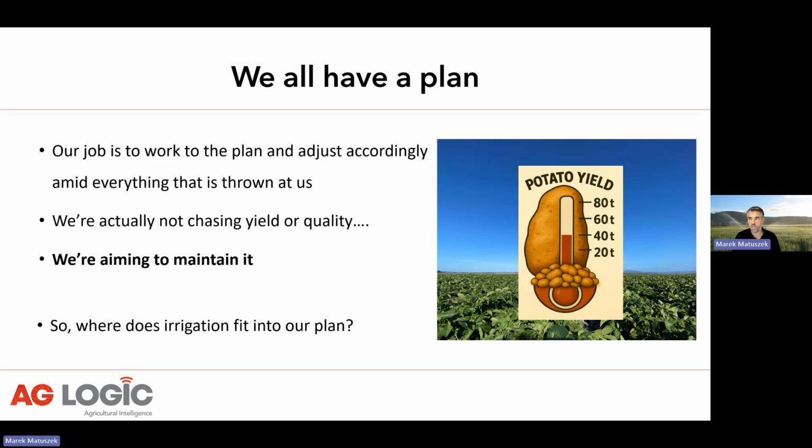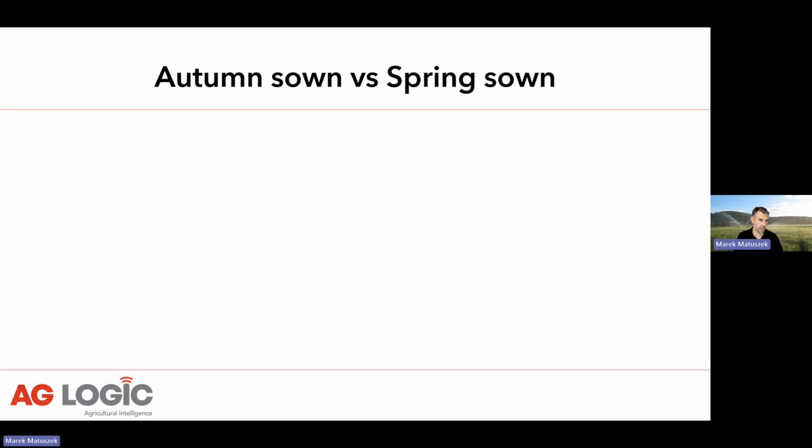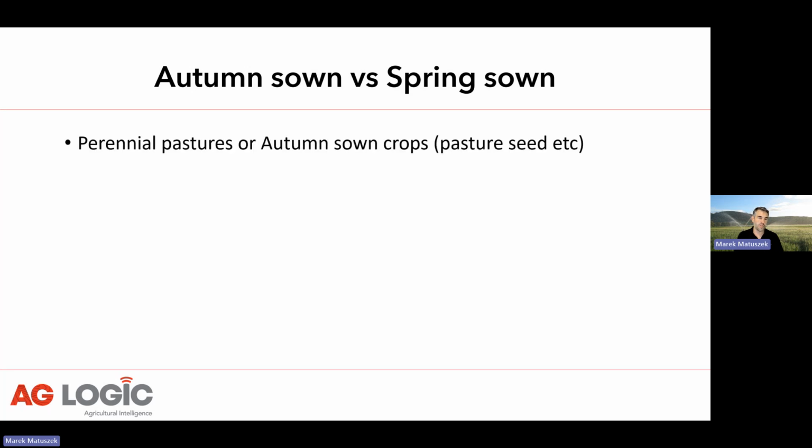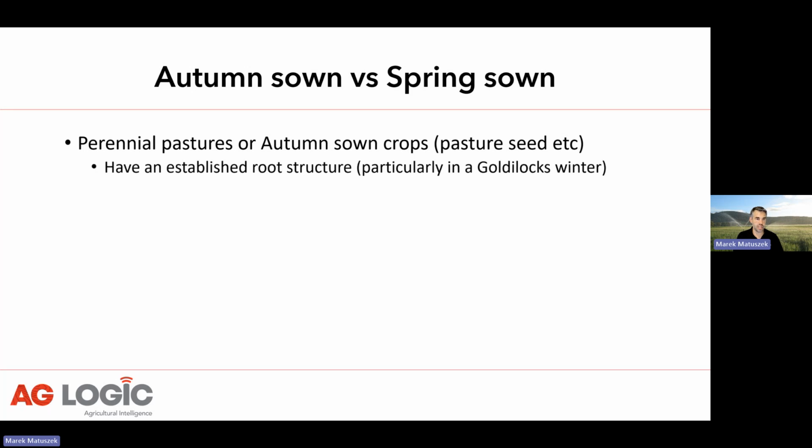So where does irrigation fit into our plan? Now, before I talk about it too much, I want to just split these into two different crops. And I spoke about it last webinar, but I just want to touch on it again quickly. I'm going to split things into autumn sown and spring sown, because they're two really big distinctions in terms of the impact that rain has, but also in terms of crop physiology, but also how useful that rainfall is. So in terms of perennial pastures or also in crop, your pasture seeds, things like that, that sits into that autumn sowing crop.